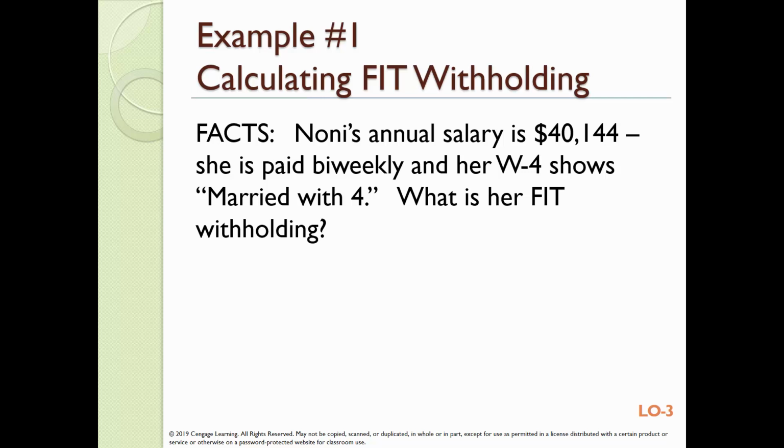What did you get for her gross salary every time she's paid? Kim? Go ahead. 1544. She's paid 26 times a year. So we go to page 1544. She's married. Yep. Bi-weekly and married. So I'm going to go down, and then I'm going to go over to 4 withholdings. So I think $45.